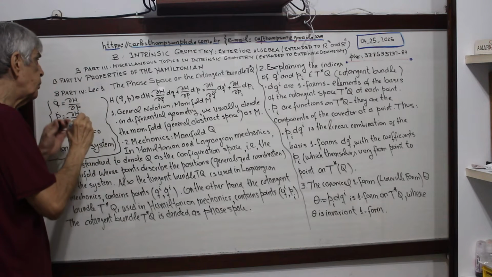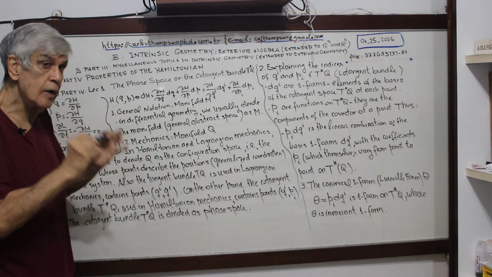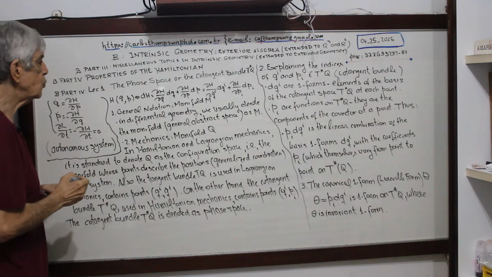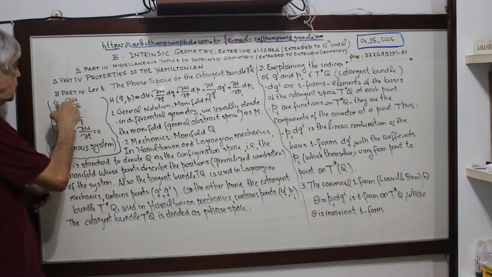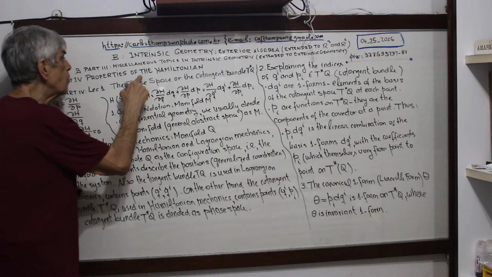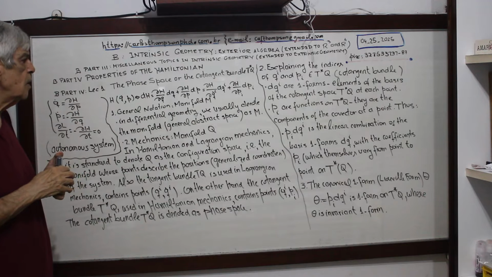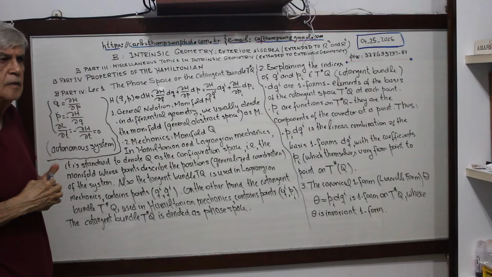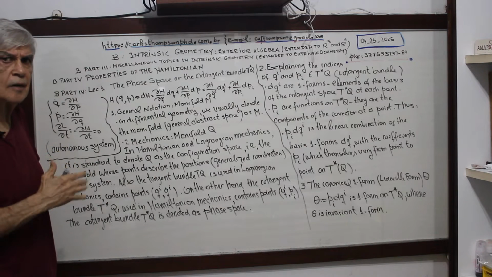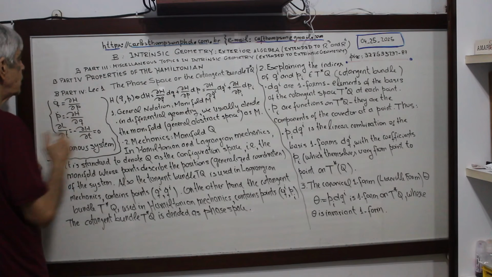B part 3, part 2 and part 1 are very important to understand what I am going to explain here in part 4. Part 4 is properties of the Hamiltonian. It's a very useful tool for mechanics, electromagnetism, and civil engineering. That's a very important subject.